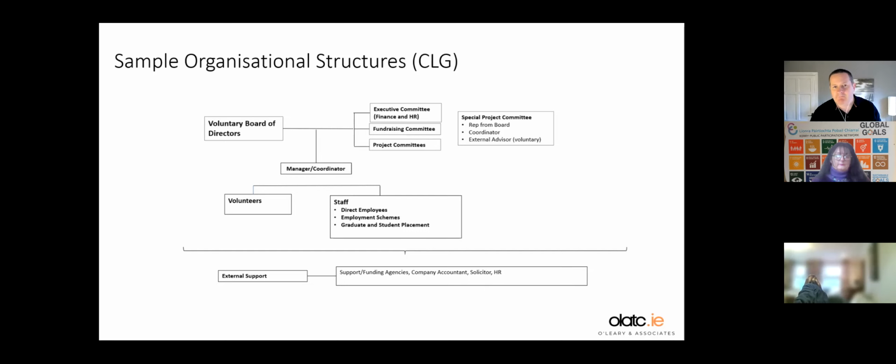So you might have, let's say if this was a sports organization, or sports club, you'd have an executive, you'd have a fundraising committee, you'd have maybe a field committee, you'd have a coaching committee, you'd have, if they have a clubhouse, you might have a clubhouse or bar committee, and they're all responsible for running different elements of the club and the organization, okay? So you can expand on these project committees as much as you want.